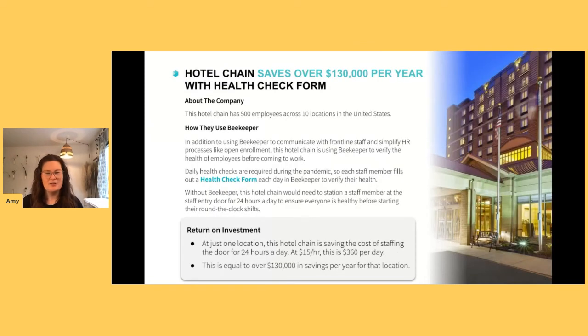Similarly, another hotel chain also implemented a health check form. So they were having their staff communicate outside of work as well, wait in line, and have a staff member at the door 24 hours to do these health checks. So by putting this form on Beekeeper instead, they were able to save that person at the door, which was $15 an hour, 24 hours a day, ended up being $360 per day in savings, equating to about $130,000 per year for that specific location.